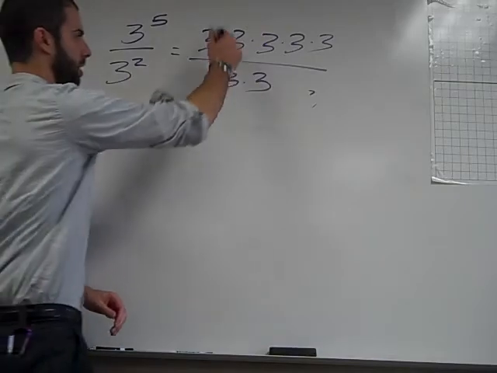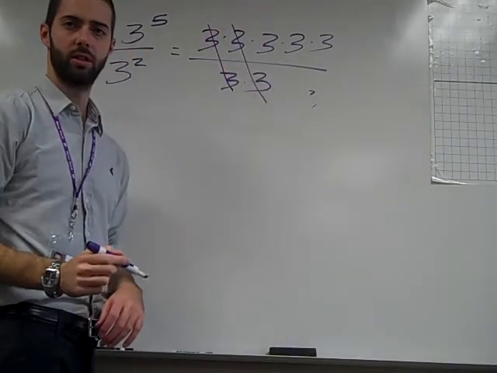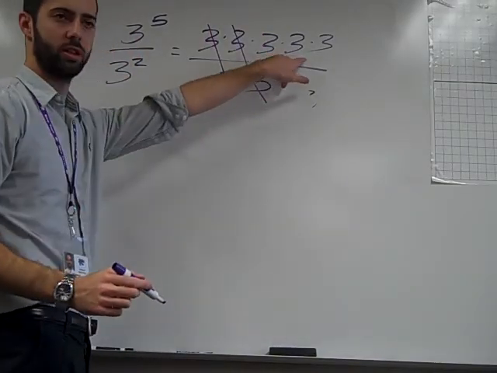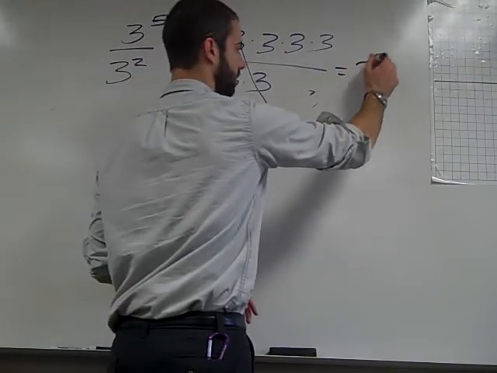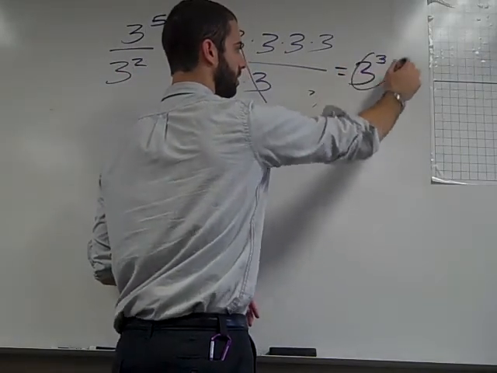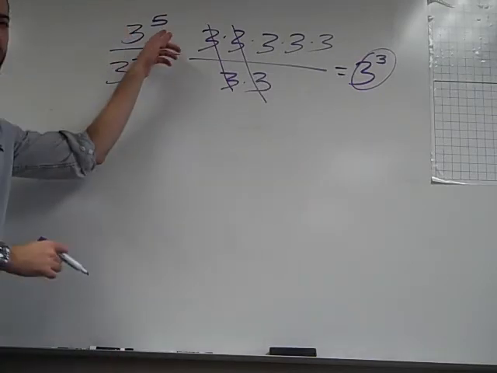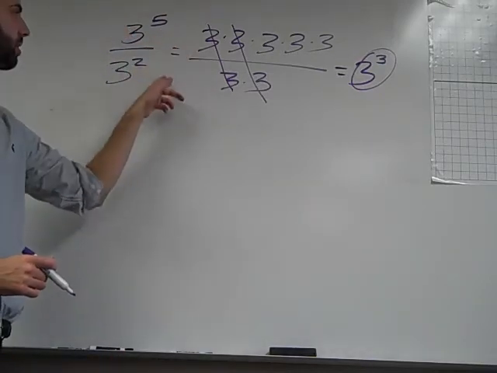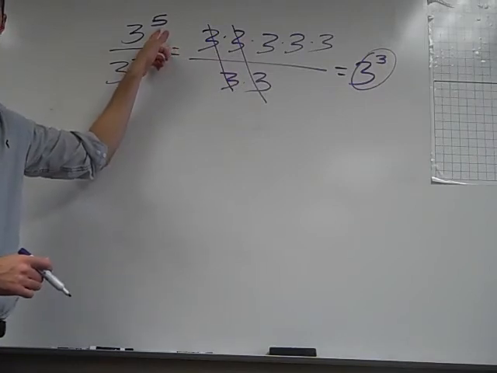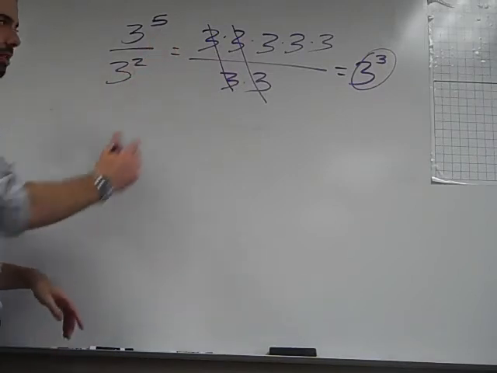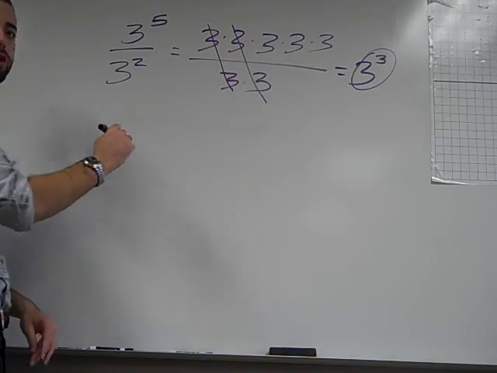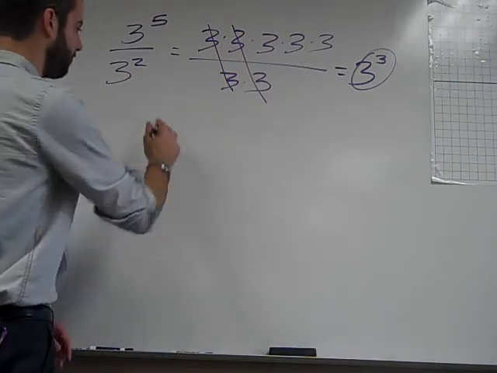Well, what's going to happen here? Aren't these going to cancel out? Yes. And what's left over? 3 3's. 3 3's are 3 to the 3rd. Well, check it out. Here's a shortcut. When I divide, what is this? 5 minus 2. It's 3.